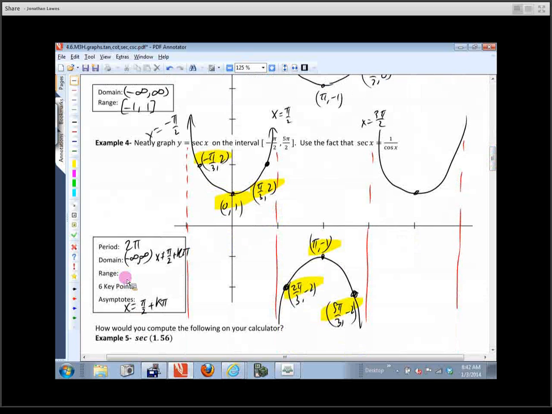What about the range? What type of y values do we get out? It's the same shape as cosecant, it's just been moved a little bit. Okay, so it's the same thing. The range is going to be from negative infinity to negative 1. Skip a little bit and then start up at 1 and go to positive infinity. Okay, any questions?